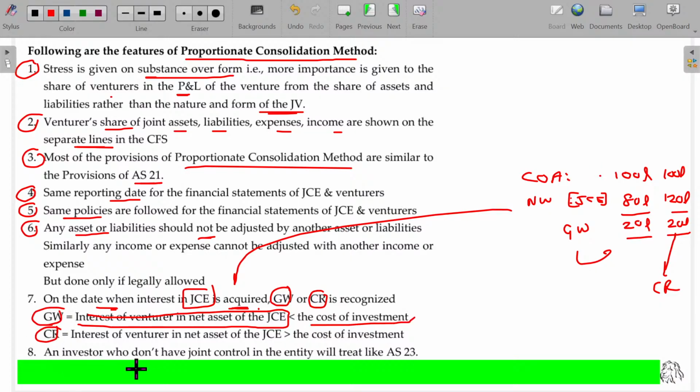So an investor who does not have joint control in the entity will treat it like AS number 23. They don't have joint control, but they influence, then automatically AS number 23 will come. If I can guarantee 100% controlling, then AS number 21 will be applicable. Jointly, if I am able to control, then AS number 27 is applicable. But if I can just influence, AS number 23 will be applicable. But the calculation part will be the same as the consolidated financial statements.